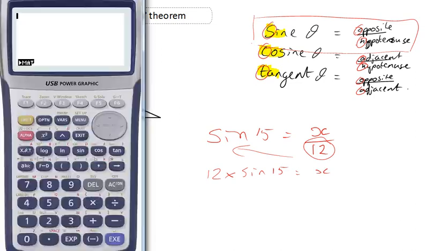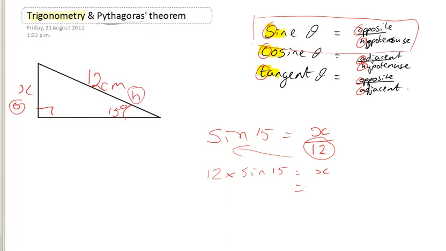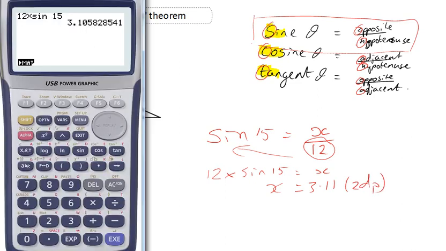At this point I need my graphics calculator, so I'm going to type 12 times sine 15 equals, exactly as it's written on the screen, and that equals 3.11 to 2 decimal places. So x equals 3.11 to 2 dp. Now I can't stress how important it is that you write down what you've rounded to. That is a basic working forwards trigonometry problem.